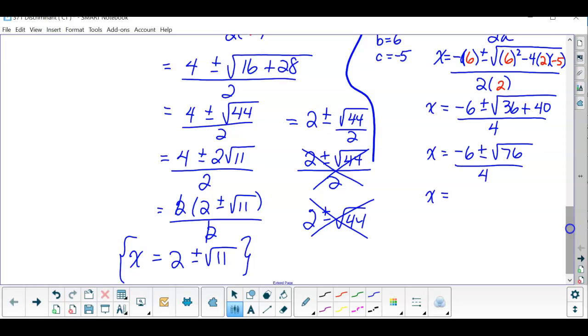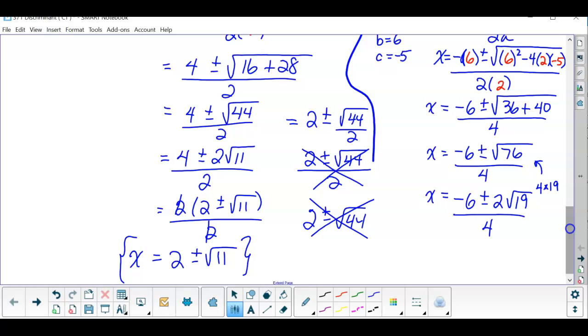In this case here, check the 76, see if you can reduce it. So 76 is what? 4 times 19, right? So that's going to be negative 6 plus or minus 2 root 19 all over 4.